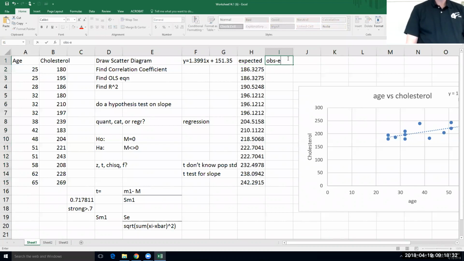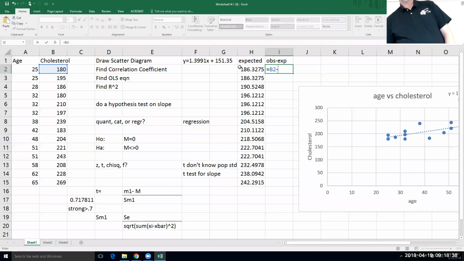Observed minus the expected. Okay, equals the observed minus the expected. You want to square it? No, I don't want to square it, and here's why.